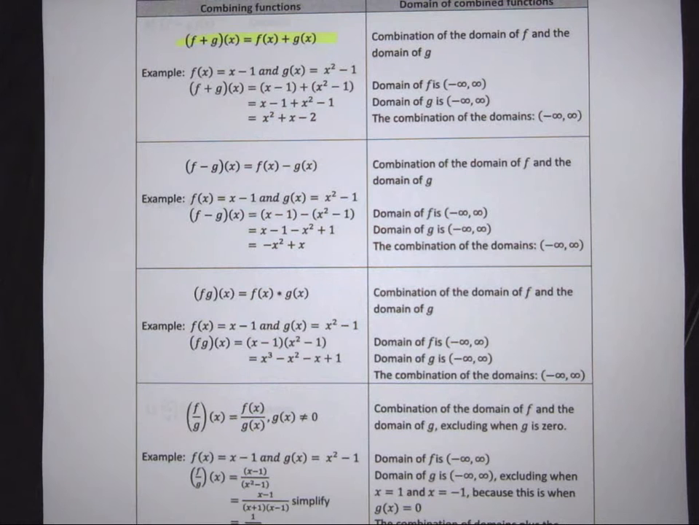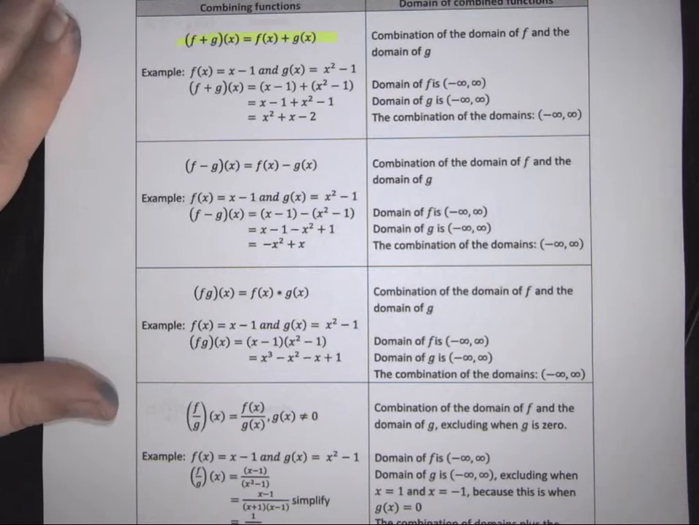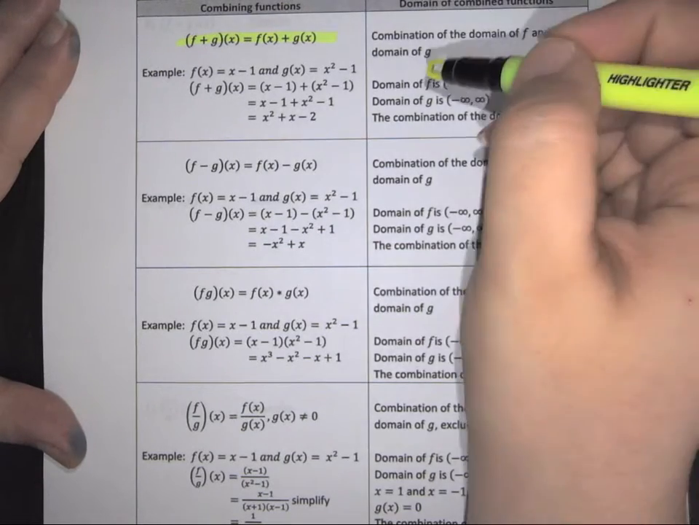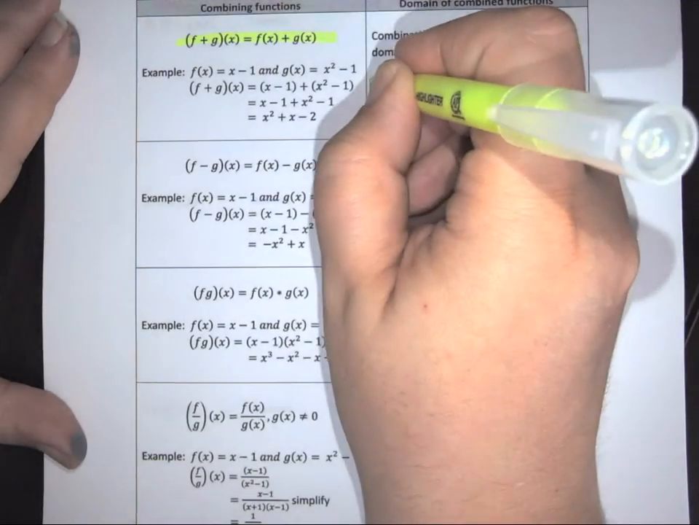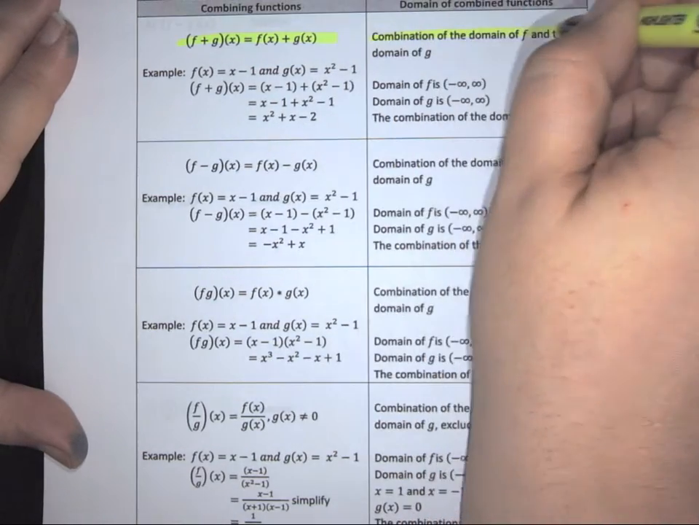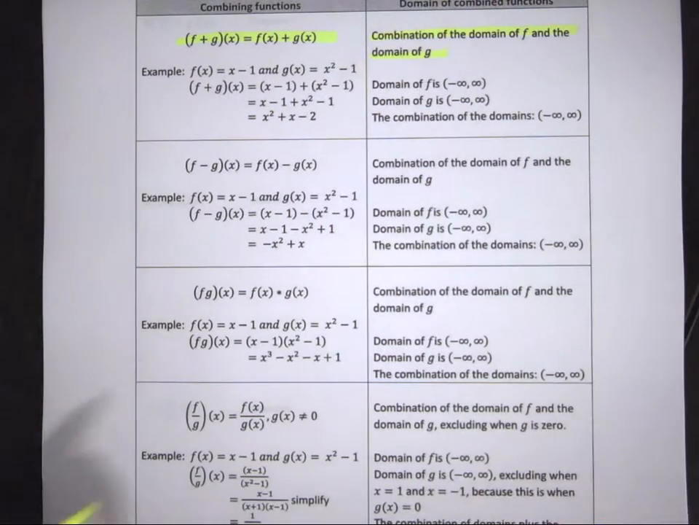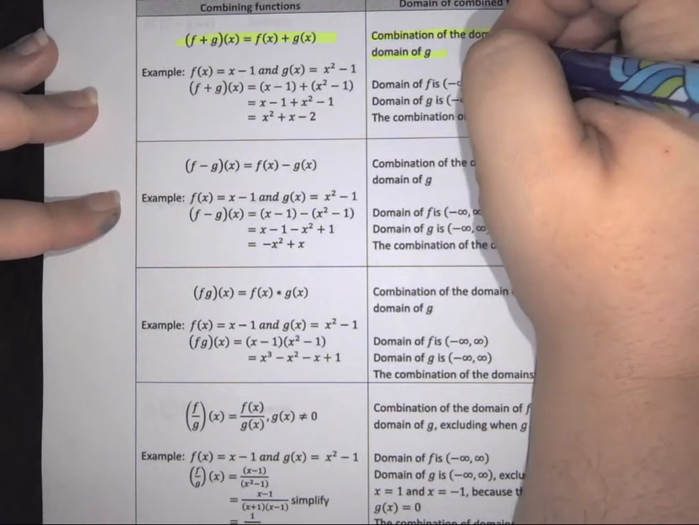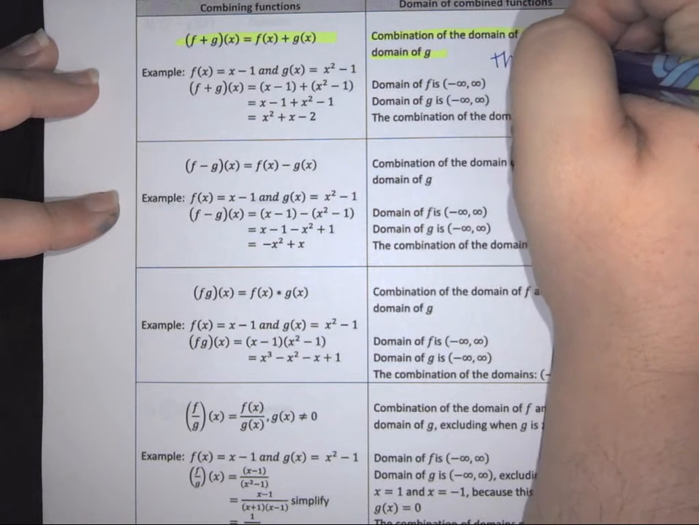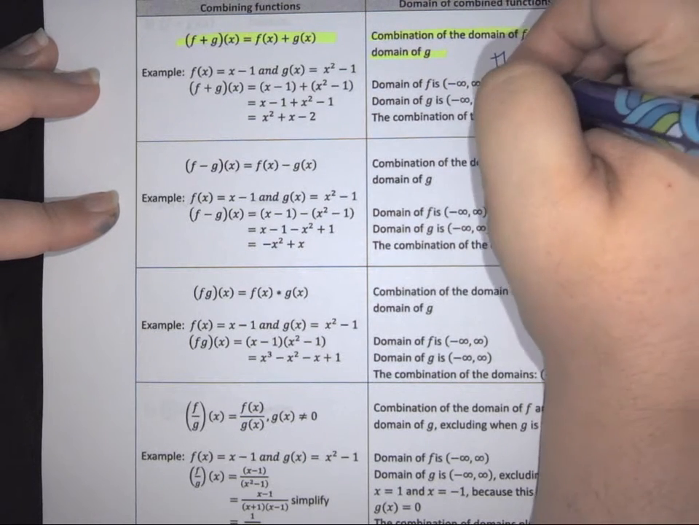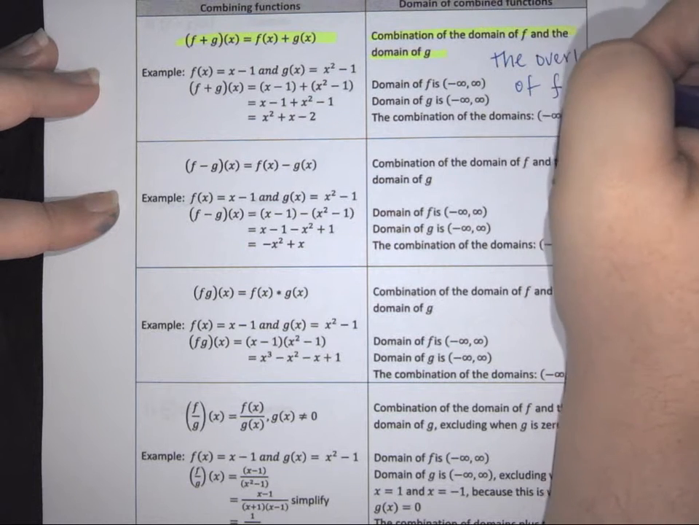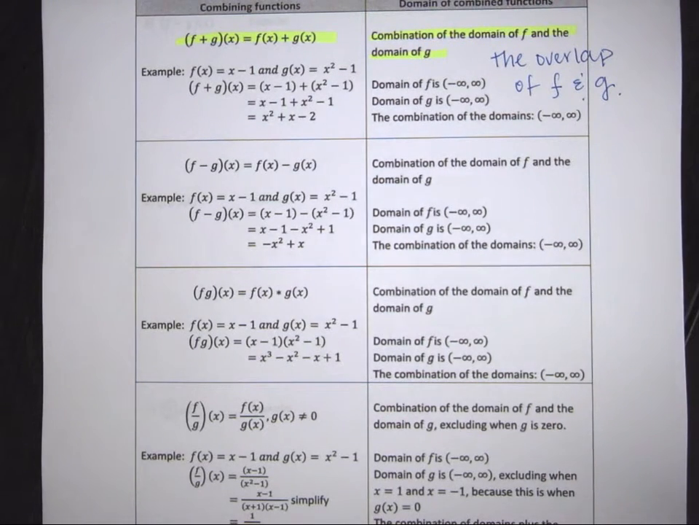So this is the rule right here up top, where we are combining two individual functions by adding them together. What you have to remember when you do that is that for the most case, the domain of the combination of f and g is essentially going to be the overlap. So what we are looking for is the overlap of f and g. The easiest way to find that would be to use the good old-fashioned number line.